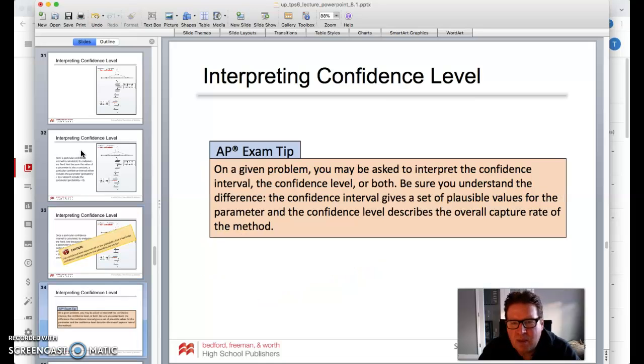Now, on a given problem, you may be asked to interpret the confidence interval, the confidence level, or both. Be sure you understand the difference. The confidence interval gives a set of plausible values for the parameter, and then the confidence level describes the overall capture rate of the method, okay?